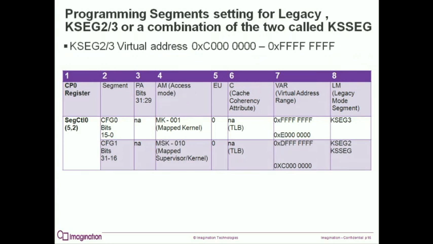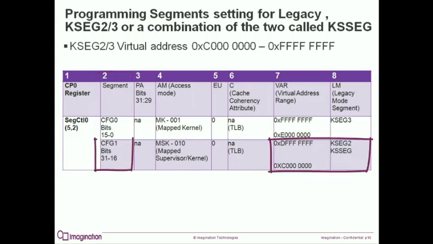KSEG2 and KSEG3 cover two 512 megabyte virtual address segments starting at C million hex and E million hex respectively. These segments are always mapped, cacheable, and not accessible in user mode. In the table, SegControl0, which is CP0 register 5 select 2, will be used to program these segments. This register controls the configuration for segments CFG1 and CFG0.